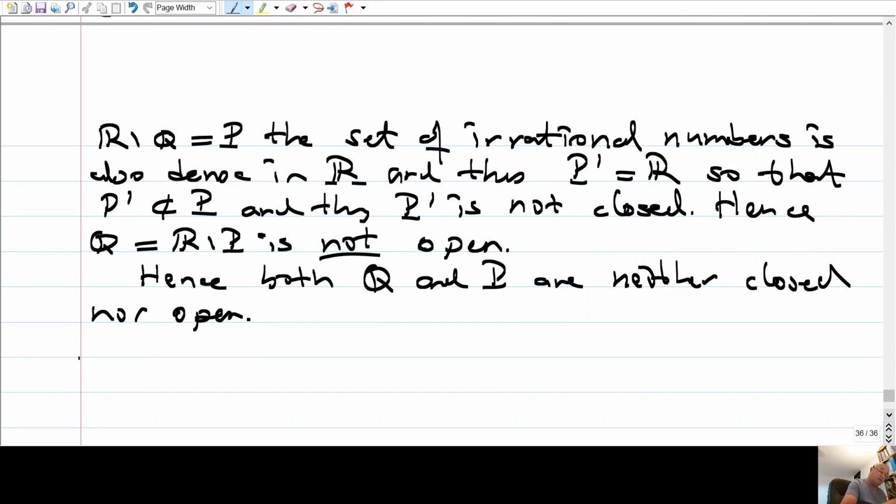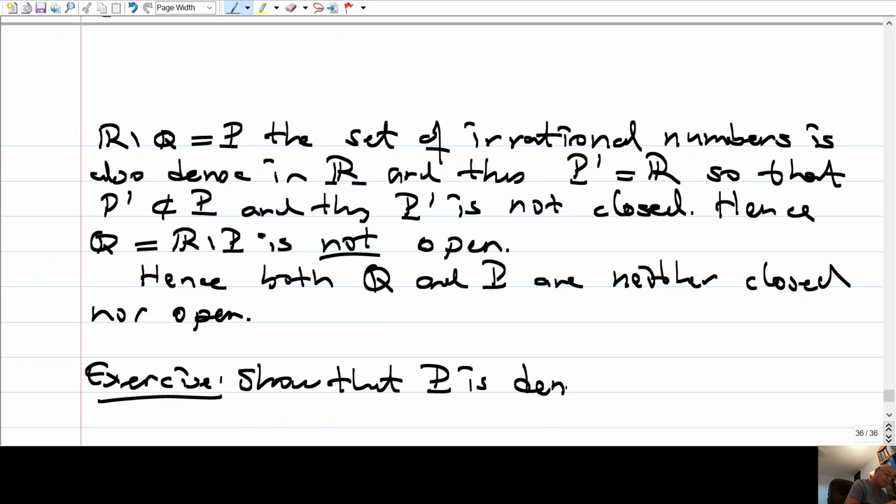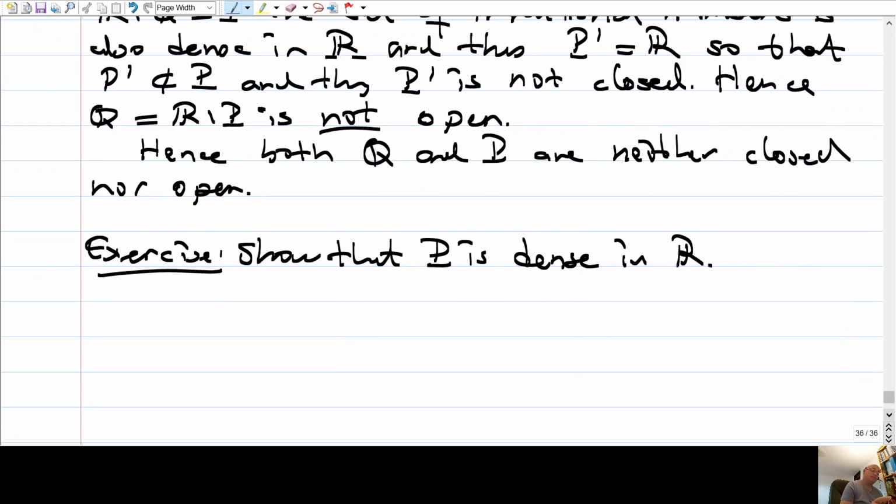Let me leave this as an exercise to you to show that the set of rational numbers is dense in R. Show that P is dense in R. Okay, the set of irrational numbers. This is very easy actually. The idea is very simple. You know that Q is dense in R, so every interval contains at least one rational number.